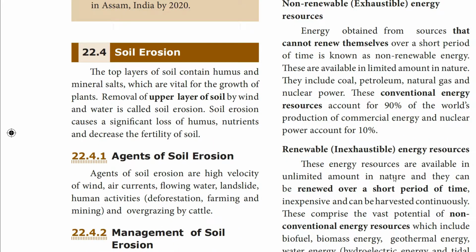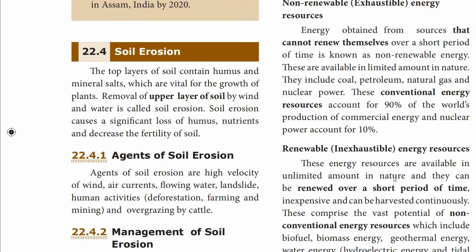So what are the agents that cause soil erosion? They are the high velocity of wind, air currents, flowing water, landslides, and some human activities like deforestation, farming, mining, overgrazing by cattle, etc.